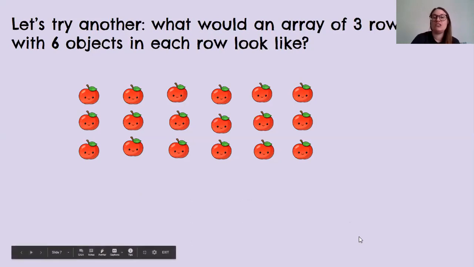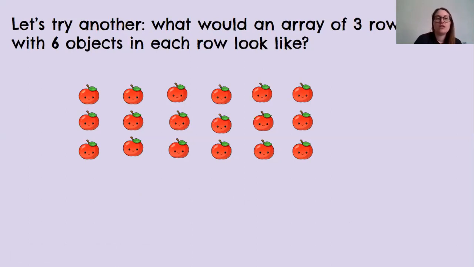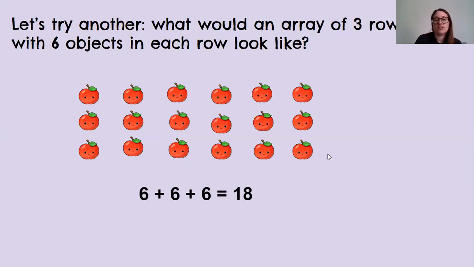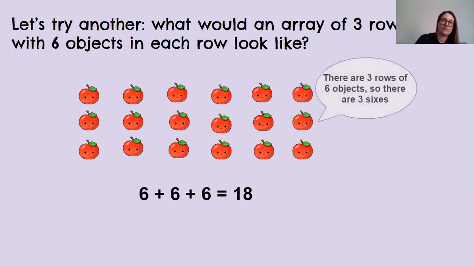But what repeated addition equation would match this array? 3 rows with 6 apples in each row. If you said 6 plus 6 plus 6 equals 18, you would be correct. So we have 1 row of 6 plus another row of 6 is 12, plus a 3rd row of 6, 12 plus 6 is 18. Excellent. So there are 3 rows of 6 apples, or we can say there are 3 6s. I'm blocking my little graphic I made for you. So 3 rows of 6 objects or 3 6s.